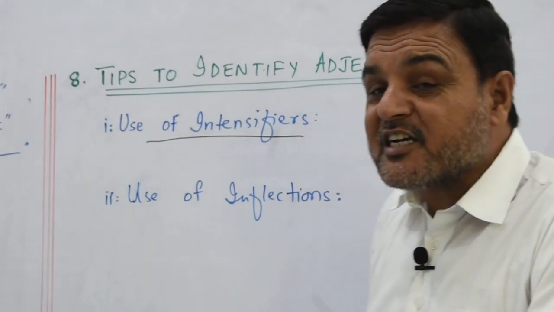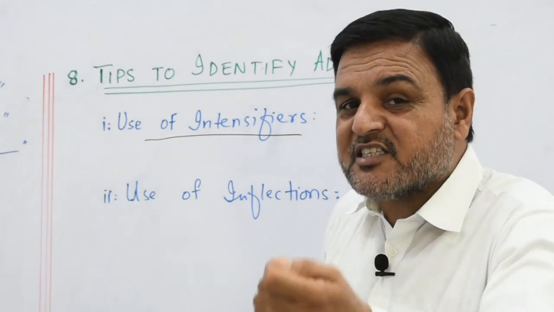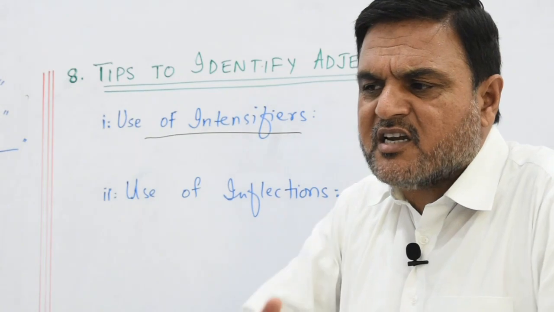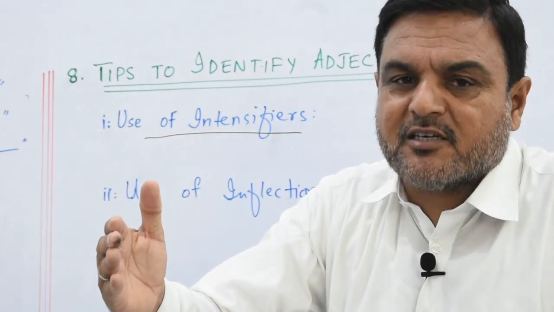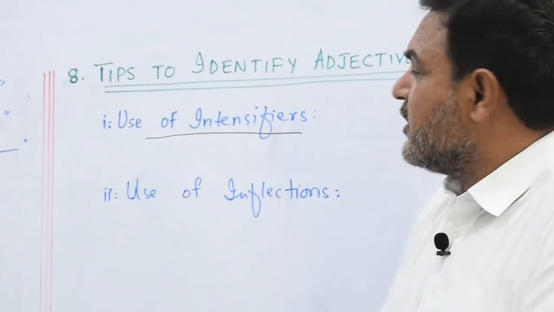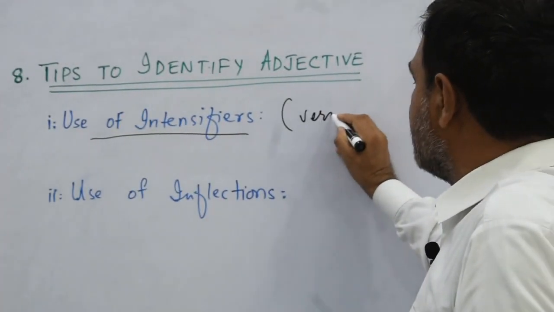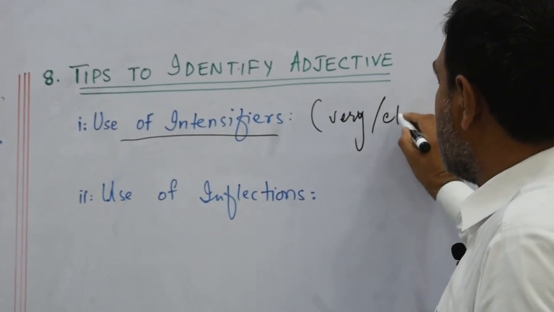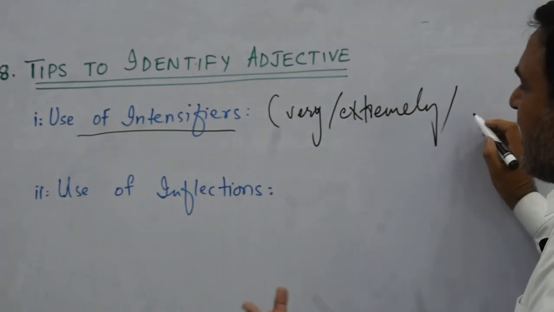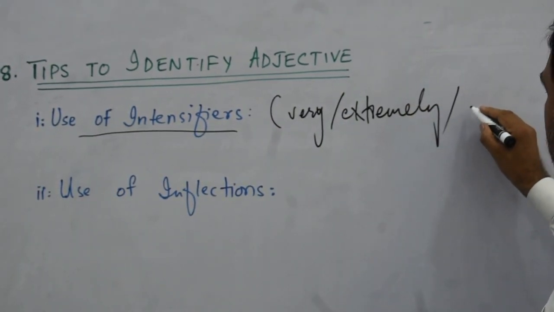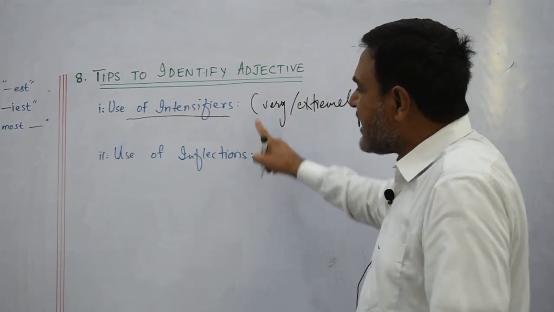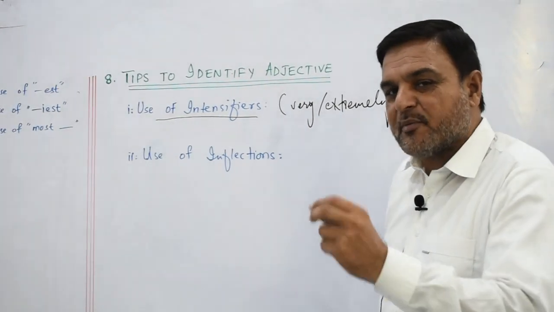See, an adjective can be intensified. An adjective can take an intensifier. What is an intensifier? Simple, shiddat: increase in the degree or decrease in the degree. For example, there are some very famous intensifiers: very, extremely. And you can use others as well, remember, like hardly. If a word takes very before it, then it will be called an adjective.